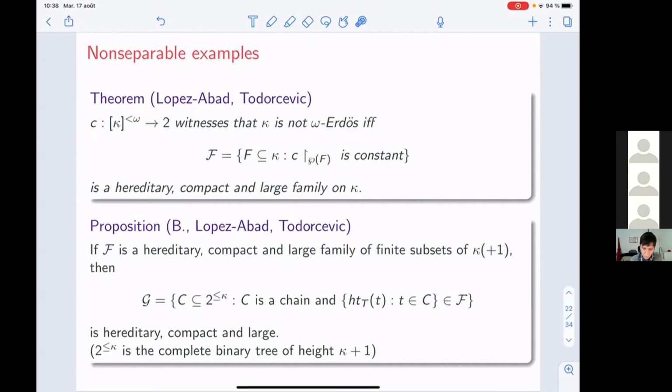I won't give the definition, but this is a combinatorial definition for a cardinal. So again, a coloring witnesses that this cardinal is not omega Erdős if and only if this family, oh, here it's not really correct. If a family comes from the coloring, so here instead of all the finite subsets, I should say that all the subsets of F with the same size have the same color. So it's not for all of them, but just for any fixed size here. So this family is hereditary, compact, and large, which means exactly that you have finite sets of arbitrarily large size.